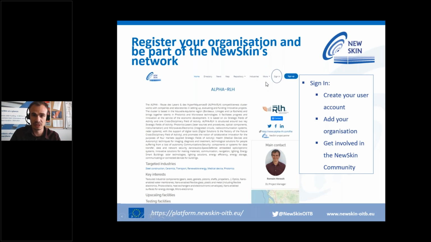So here you have the sign in item. You just need to click on it, and you will have to create your user account. And once you have created your user account, you will still have to add your organization. So if you are working at a university, for instance, and in a specific laboratory, then once you are signed in, you need to go in your account and add your organization, and then you can fill in some information about your laboratory or university or about your company as it is indicated here.